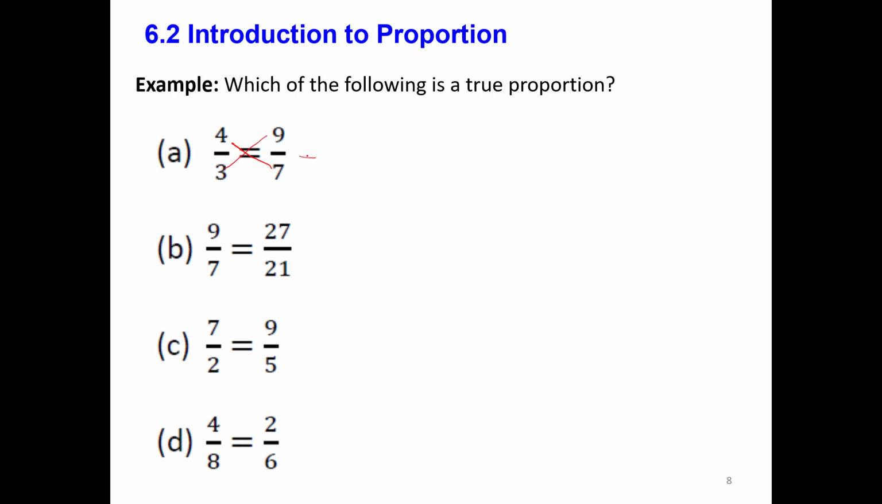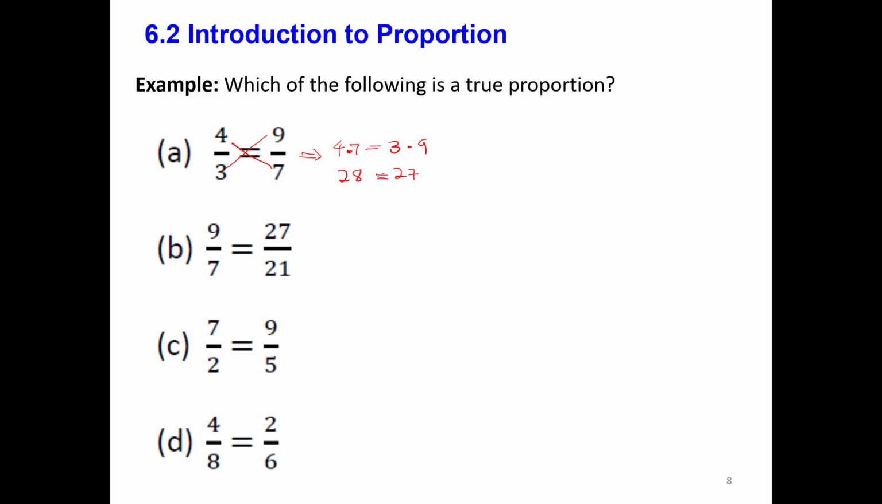What we have here is 4 times 7 must be equal to 9 times 3. Here is multiplication. 4 times 7 is 28. But 9 times 3, let me write in the right order, it's the same, but just to be organized, 3 times 9. 3 times 9 equals 27.